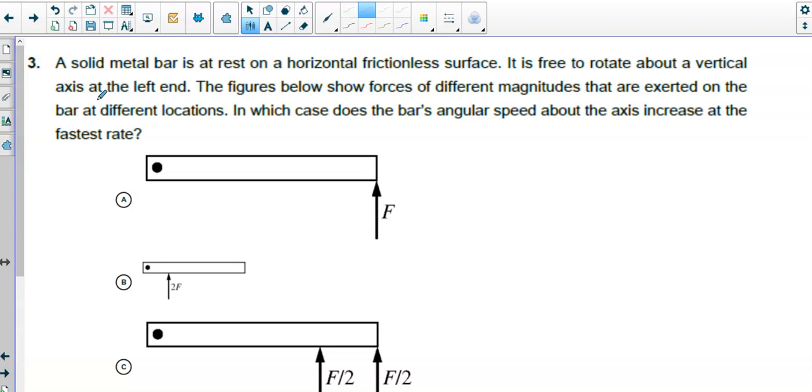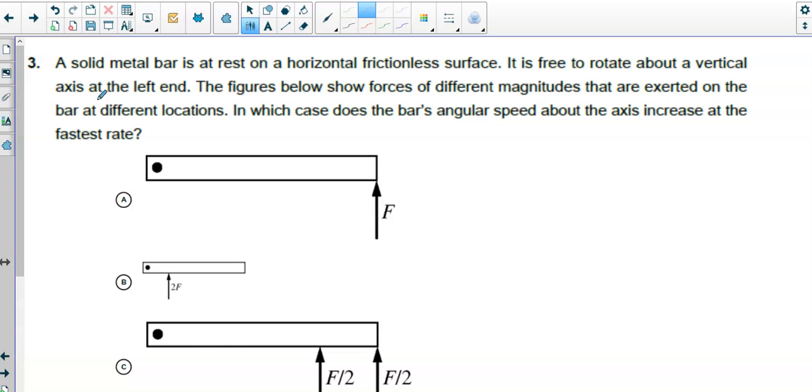A solid metal bar is at rest on a horizontal frictionless surface. It's free to rotate about its vertical axis at the left end. So that dark dot is an axis. It's pinned down to a frictionless table. The figures show forces of different magnitudes exerted on the bar at different locations. In which does the bar's angular speed about the axis increase at the fastest rate?